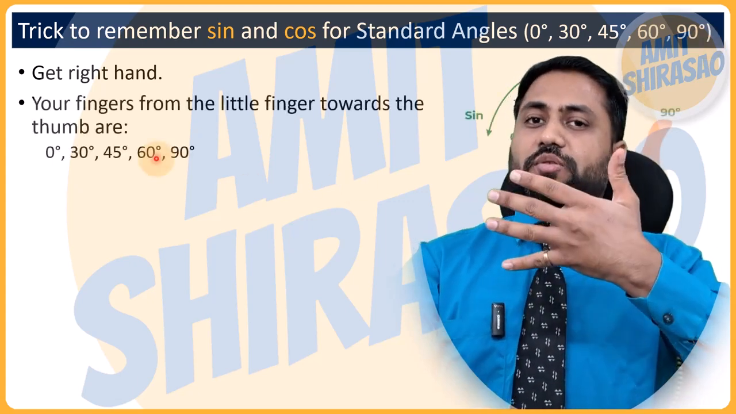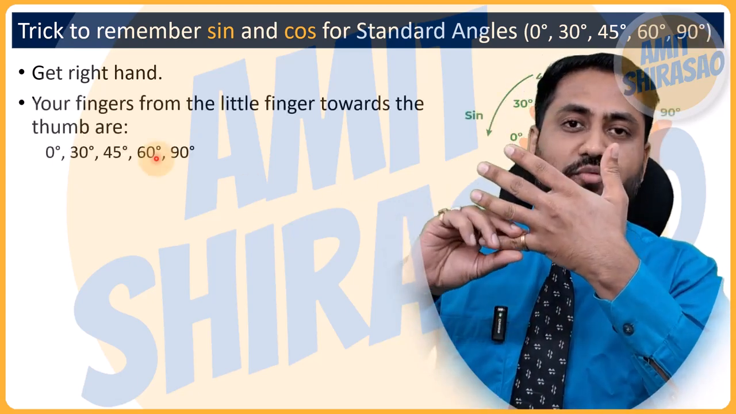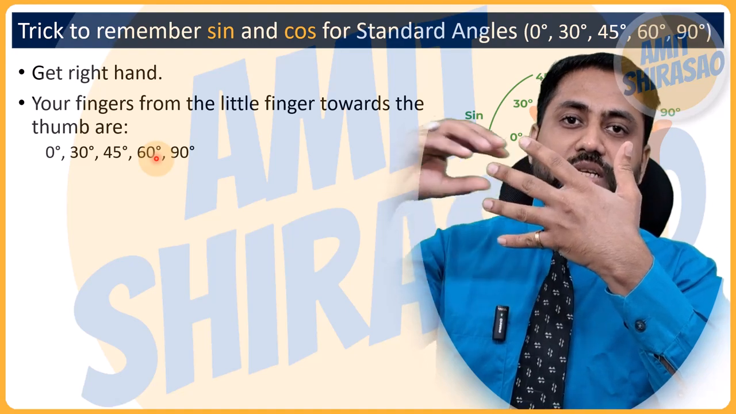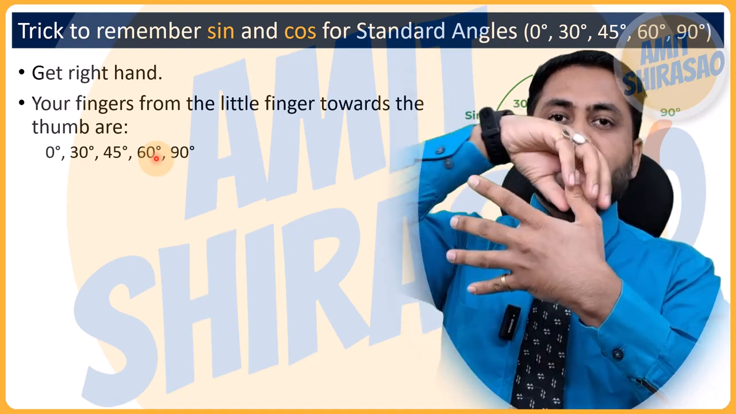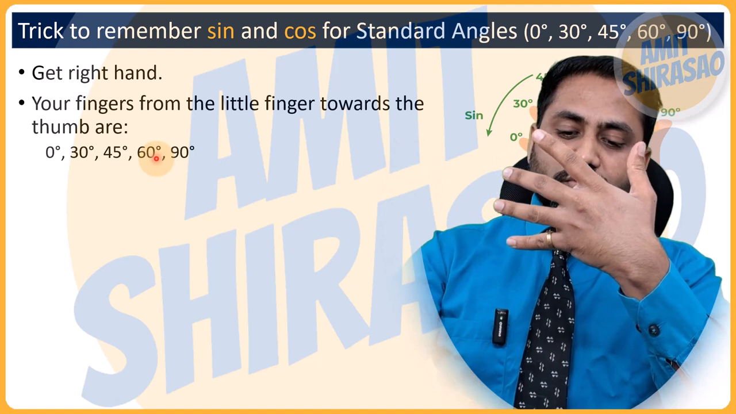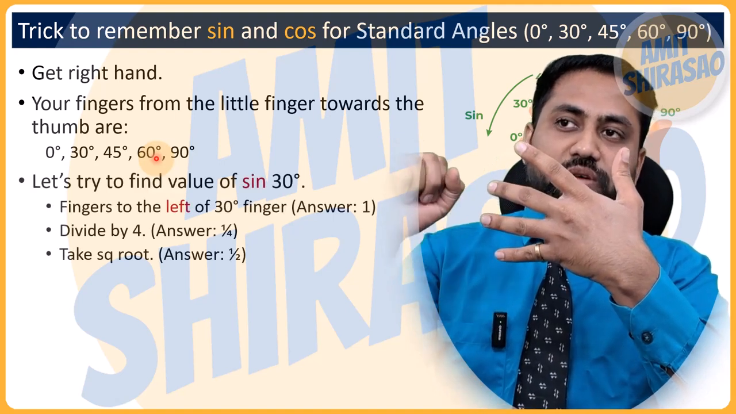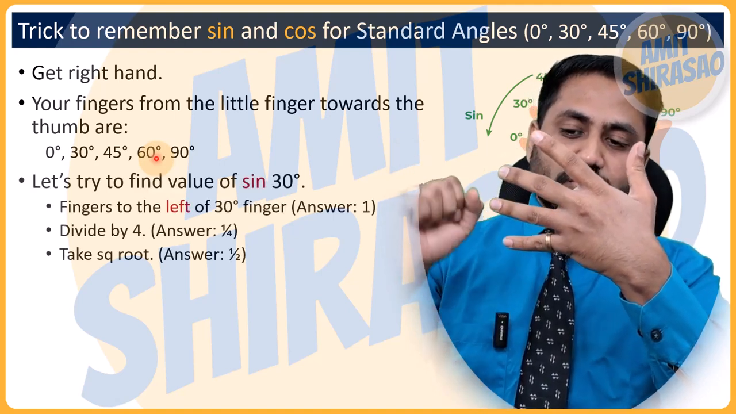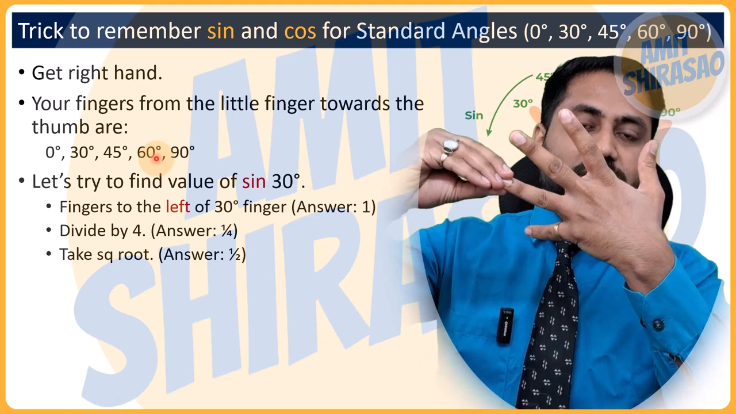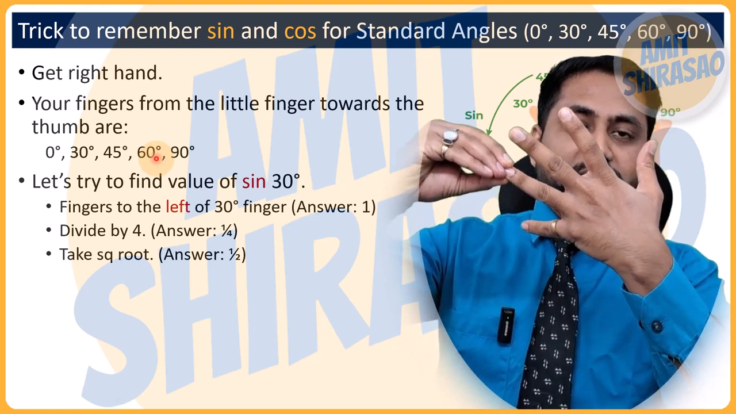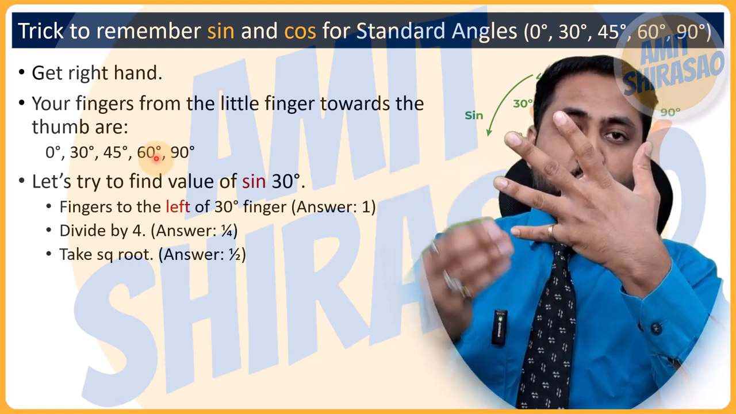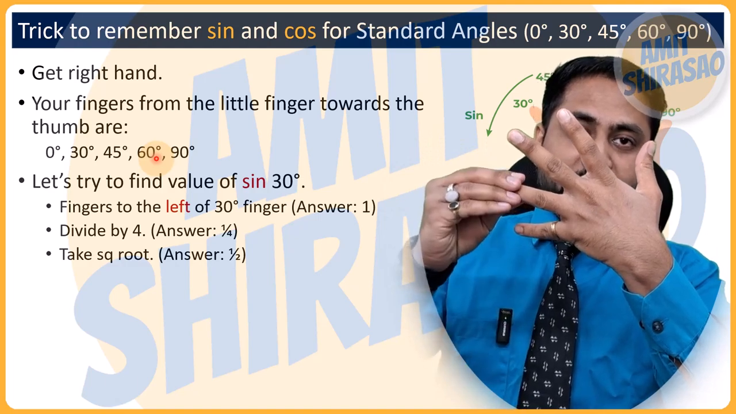So, get your right hand. Here you just name your fingers like 0 degrees, 30 degrees, 45 degrees, 60 degrees and 90 degrees. Now let us say that you want to find the value of sine 30 degrees. So the 30-degree finger is this. When you say sine, find the number of fingers below the finger under consideration.